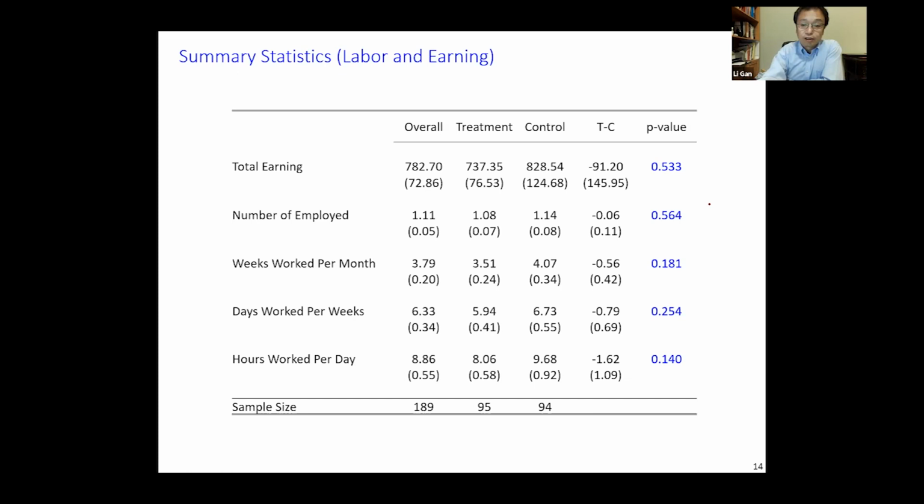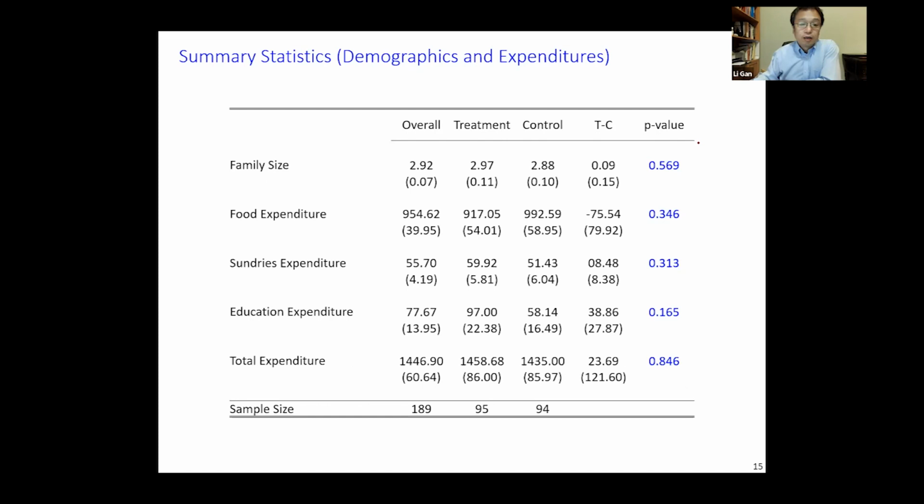There's no difference in terms of the number of employees. There's no statistical difference in hours worked. This is overall, in terms of the intention to treat. Okay. Family size, there's also no statistical difference. So it's balanced.